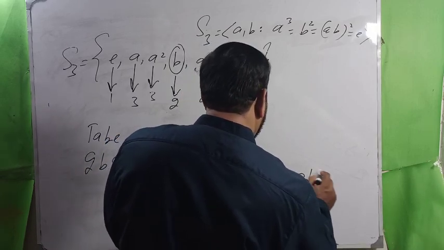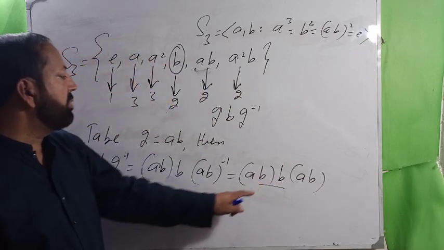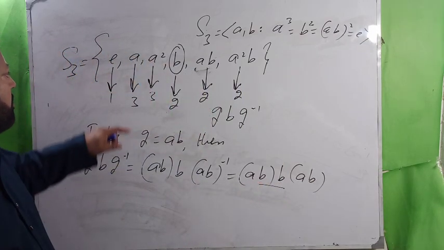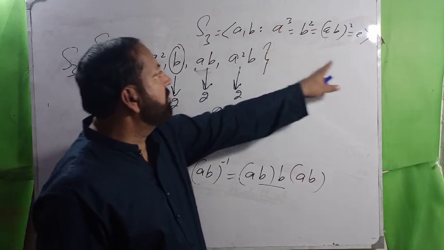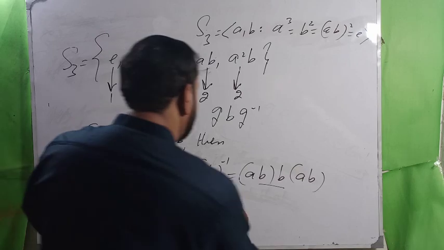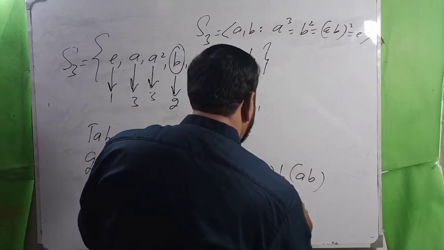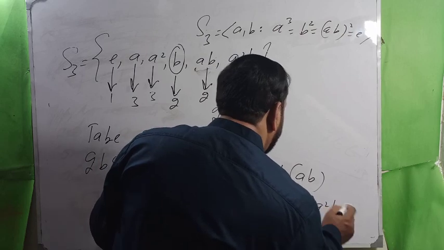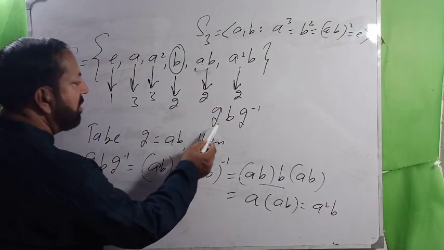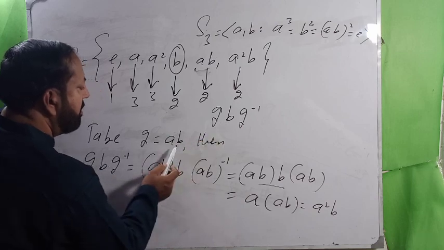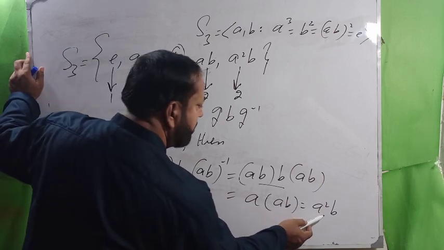So this is equal to B, AB. And these two can be combined, B square, and you know B square is equal to E. So this is equal to A into AB. This is equal to A square B. So if you find the conjugate element of B with AB, this is equal to A square B.